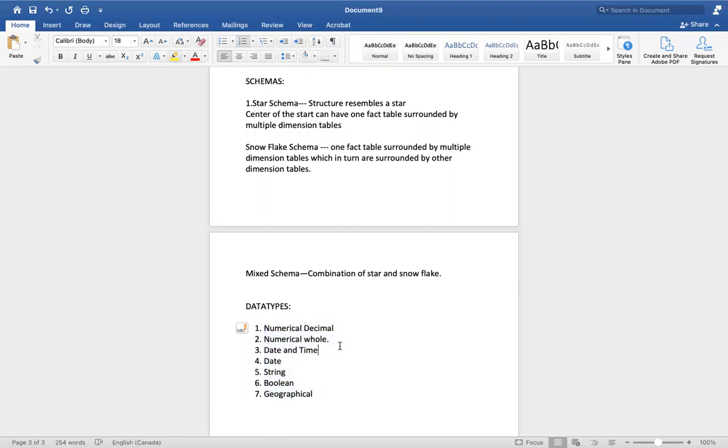Numerical decimal takes decimal numbers like 0.2, 3.4. Whole means it considers whole numbers. Date and time is the date and time format, then date, then string means text values like ABC, and boolean values are true or false, and geographical, which is used while creating maps. So these are the major seven types of data types used in Tableau.